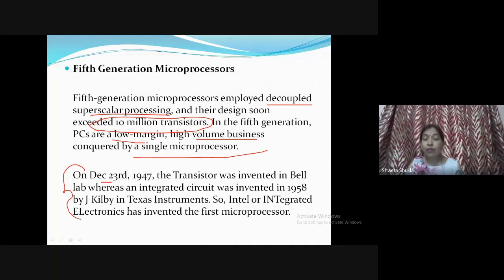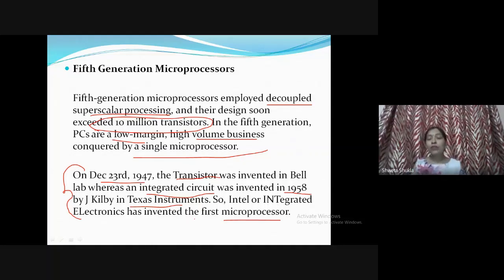So let's see the history of the microprocessor. First, in 1947, the transistor was invented by Bell Laboratories. Then the IC, the integrated circuit, was invented in 1958 by J. Kilby of Texas Instruments. After that, Intel invented its first microprocessor, the 4004, in 1971. So from 47 to 58 to 71, and till now, microprocessors are improving day by day. This is all about the history and evolution of the microprocessor.